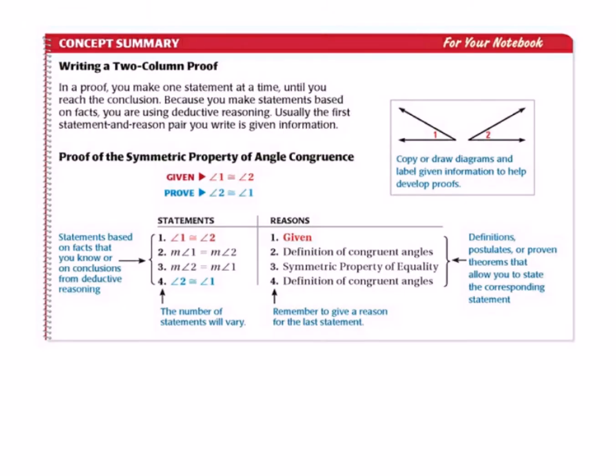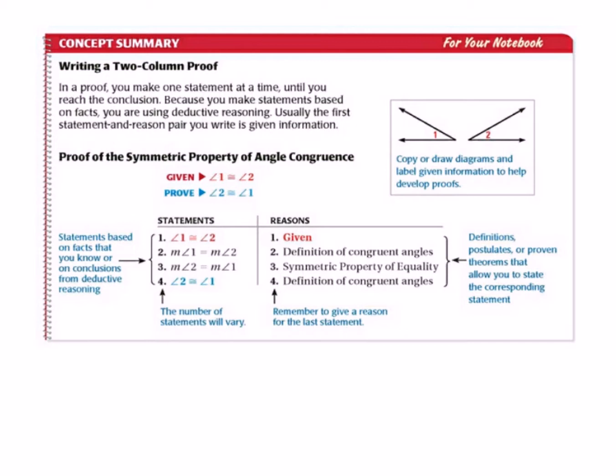Look at the concept summary on page 106. And this is very important because we're going to look into proofs now. So it's very important that you read the concept summary on writing a two-column proof. And there are also different videos out there on YouTube that can help you get a better understanding of how to write proofs. So it is very important that you take time and do the research and really understand how to write a proof. And basically, you're just proving something by writing it out step by step, what you're doing. So you're going through an actual process.